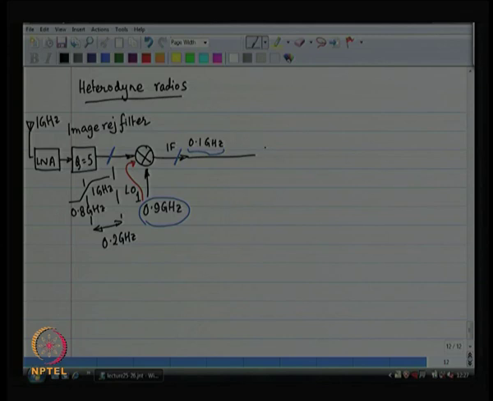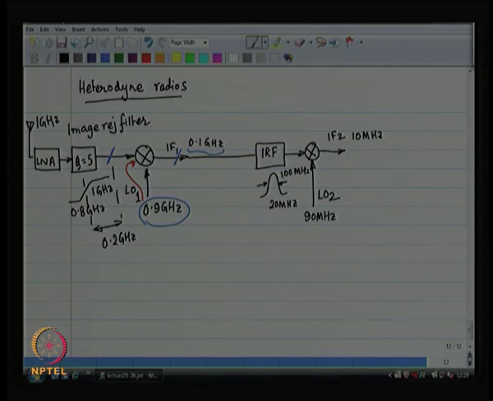So, you put another stage. You put another image reject filter, you put another mixer and you put another LO. Let us say now you choose your LO to be 90 megahertz, image reject filter to cut out 80 megahertz and allow 100 megahertz. So, you have got your IF. Now, your second intermediate frequency is at 10 megahertz.